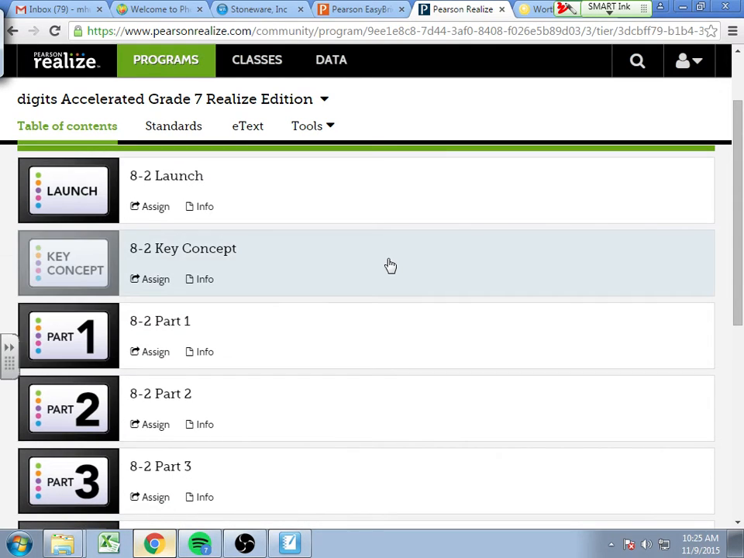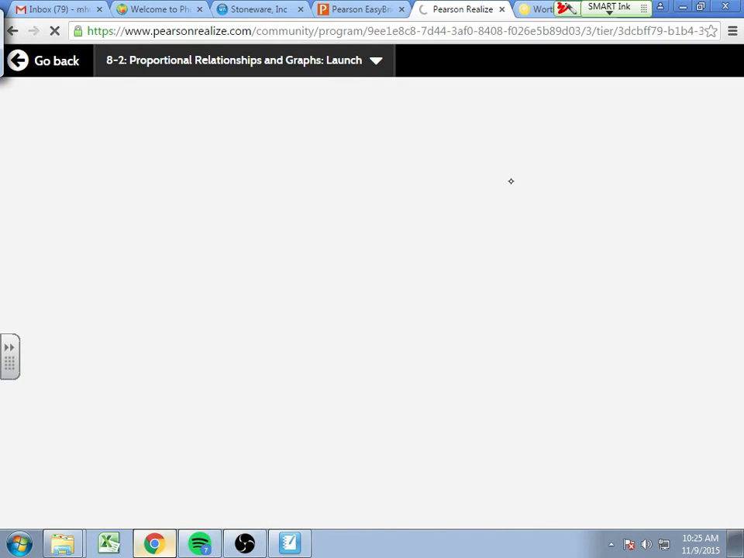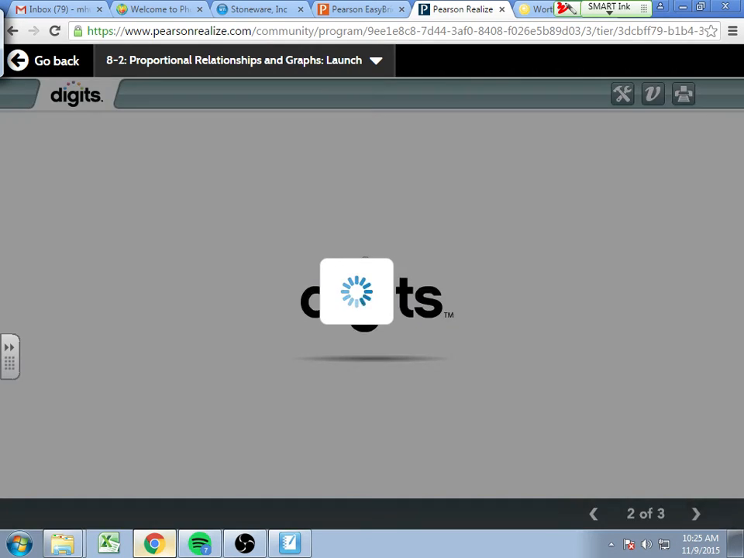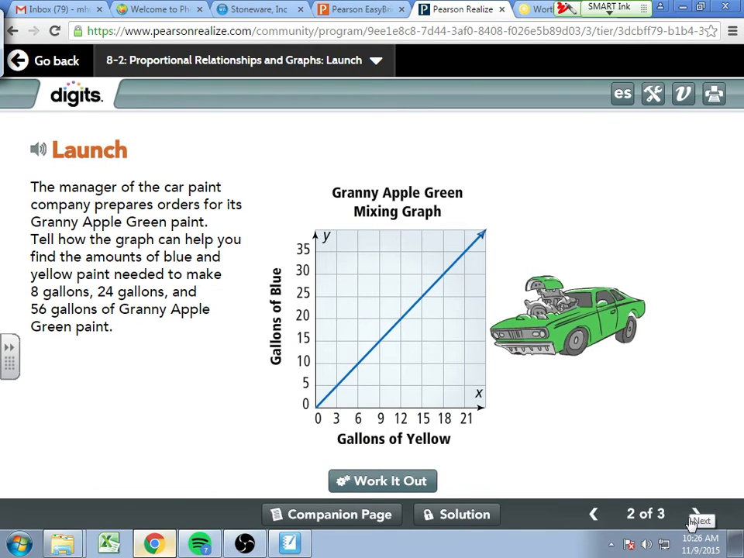We're gonna skip the launch. Actually, we'll do the launch real fast. So, to visually see what we talked about with that paint situation, here's a graph of making our granny apple green paint.